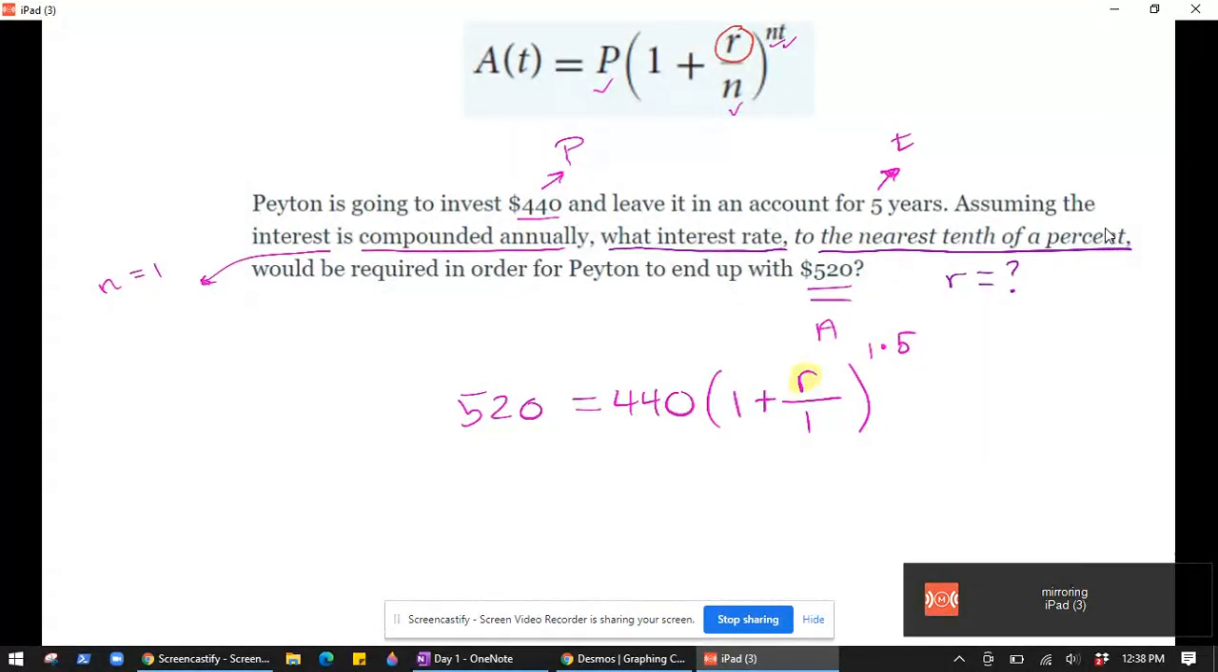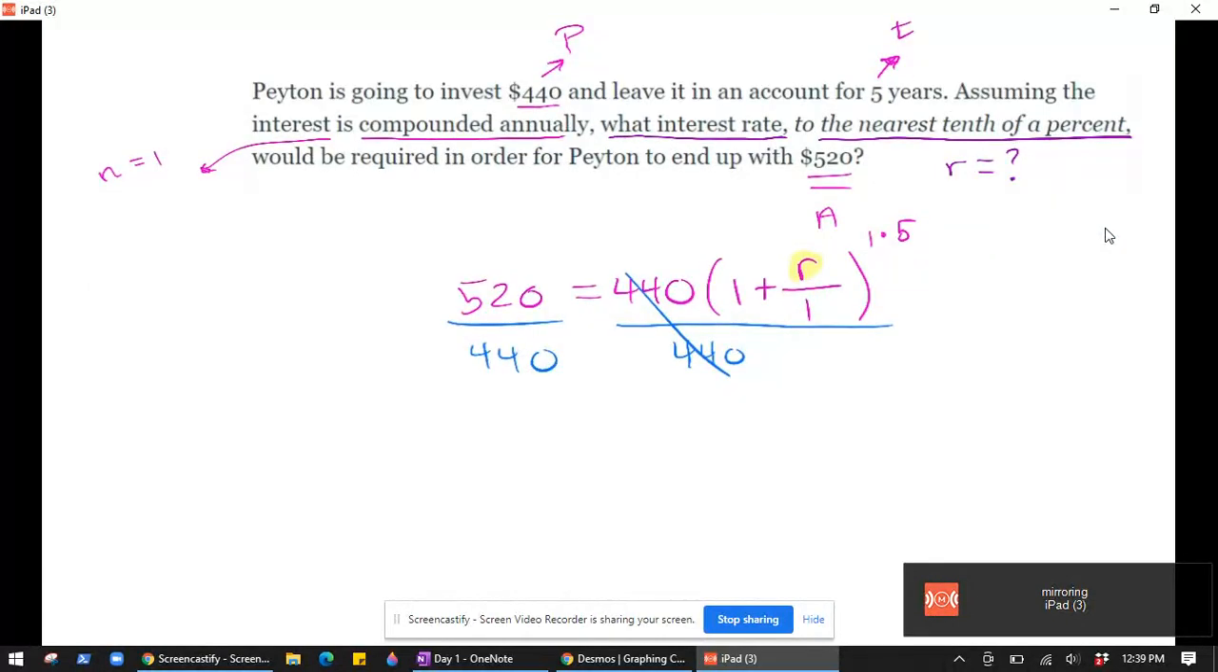So our goal is to solve this for our r. Okay, we have to undo everything that's happening to r here. The last thing that happens in this equation is that multiplication by 4,400. Whoops. I mean, not 4,400, 440. So we have to divide. So that brings me to 520 divided by 440 equals, now notice r over 1, anything divided by 1 is just itself. So I can write this as 1 plus r. 5 times 1 will just turn into a 5.